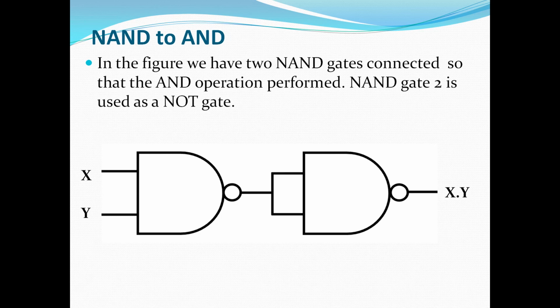the AND operation. How can we implement the AND operation using the NAND gate? Here you can see the figure. In that figure, two NAND gates are connected serially. The first NAND gate takes two inputs, but the second NAND gate takes only one input, or we can say the second NAND gate is working as a NOT gate. So with two inputs, we get the output x dot y.